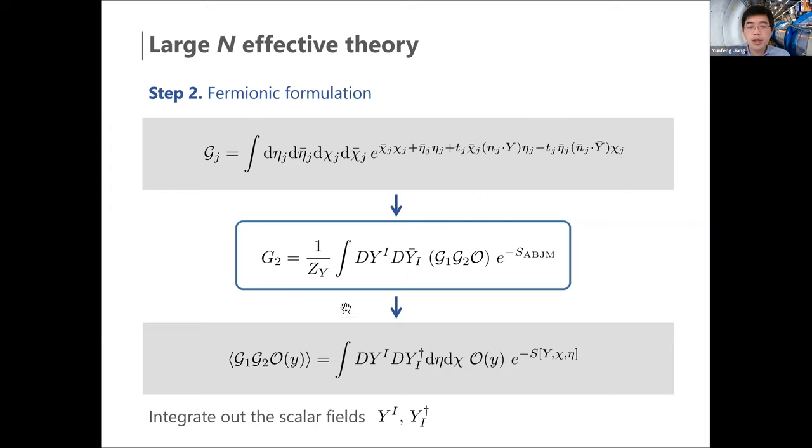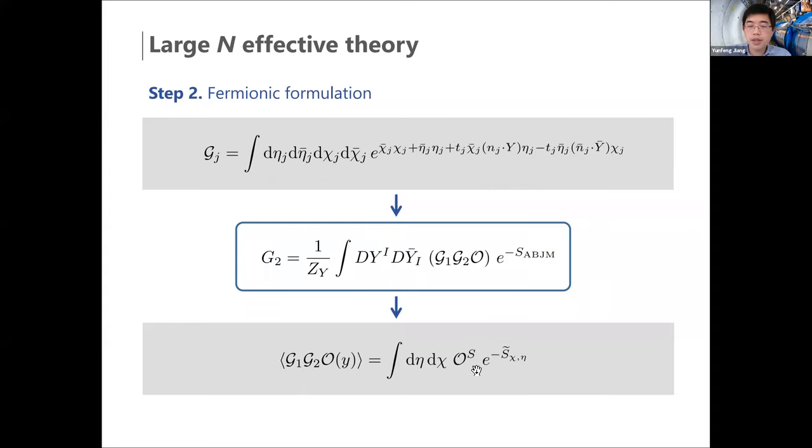So this is the g2 in path integral, where this S is the ABJM action at tree level. Once we plug this in, this exponential will combine with this guy and give you some action like this. So we now have the integral over the scalar field and the fermionic fields. And then we can integrate out the scalar fields, because at tree level, these are Gaussian. So we can integrate it out and we are left with the integral over the fermionic fields. And this is what we get.